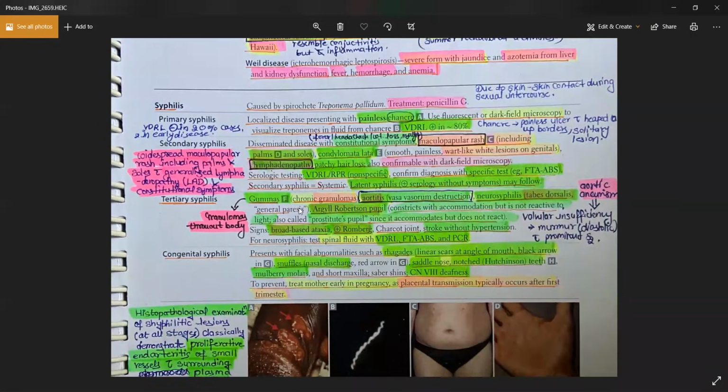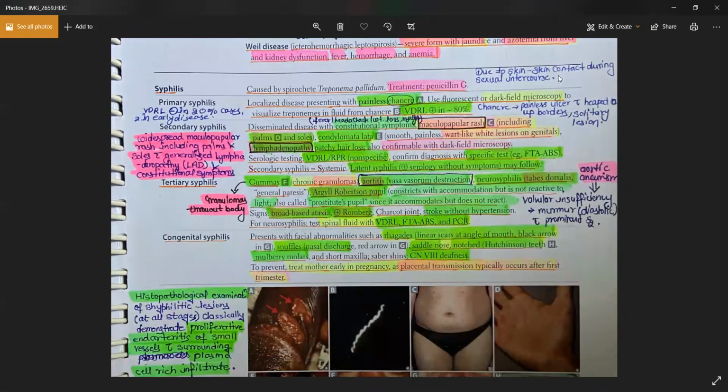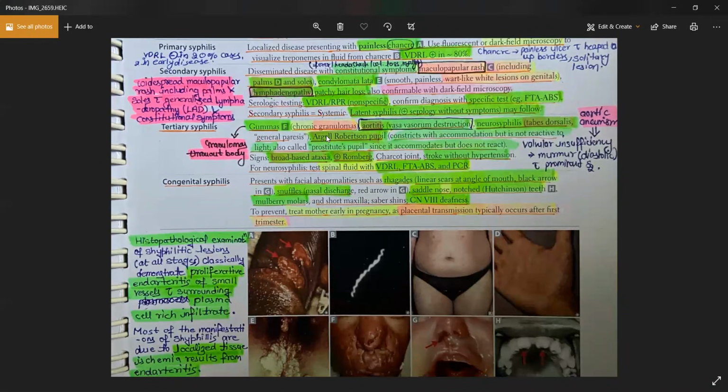And it happens due to the skin-to-skin contact during sexual intercourse. Very important. That's why you get the disease. Then comes secondary disease. At that time, the bacteria just disseminate throughout your body. You will get constitutional symptoms like fever, headache, weight loss, and muscle pain. Just like flu-like symptoms, you will get fever, headache, weight loss, and muscle pain.